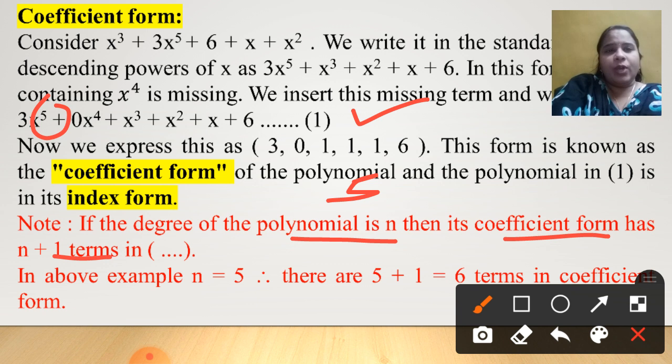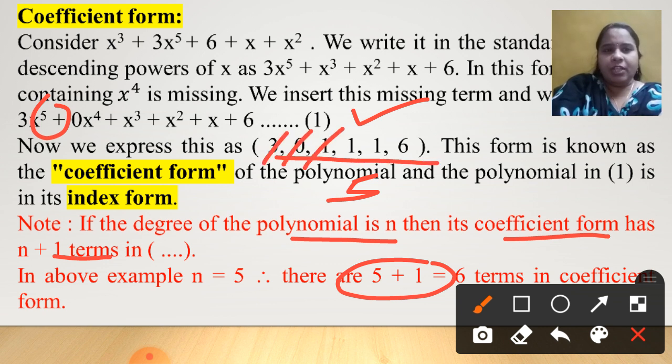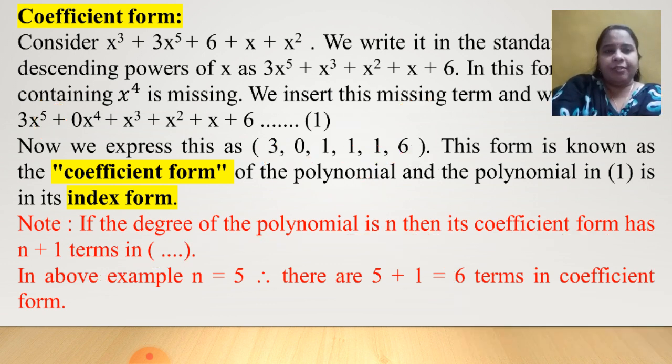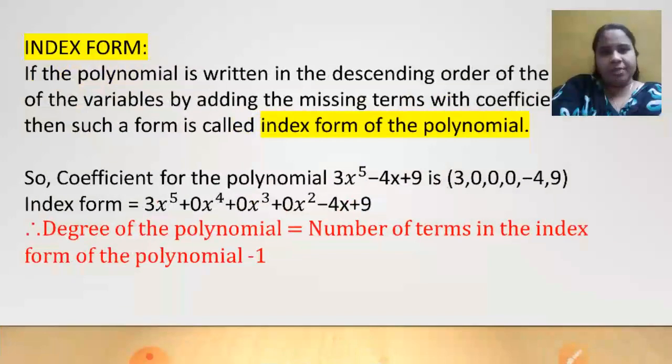Then what I have written, its coefficient form has n plus 1 terms. N plus 1 terms means how many terms? 5 plus 1, 6 terms. Just have a look here. Count this. This is the coefficient form. How many terms are there? 1, 2, 3, 4, 5, 6. This is what is explained in this important concept: if the degree of a polynomial is n, then its coefficient form has n plus 1 terms. Always the number of terms will be one greater than the degree. Is it okay? So this is all about coefficient form. I want you to write all these important points as points to remember in your notebook also, so that while revising for the exam, it will become easy for you.